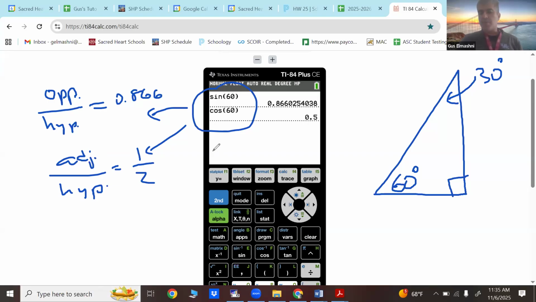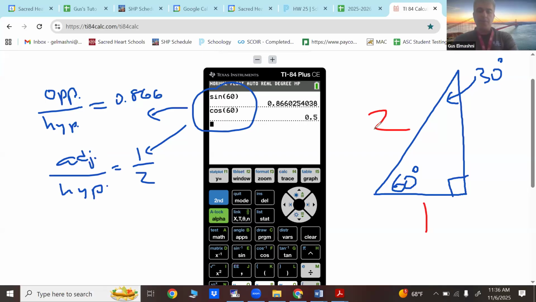So what I could do is I could say this side here is 1 and the side here is 2. Right? That makes sense. Oh, I'm sorry, I meant to do the other way around. My apologies. I meant to do that. Adjacent's 1, hypotenuse is 2.